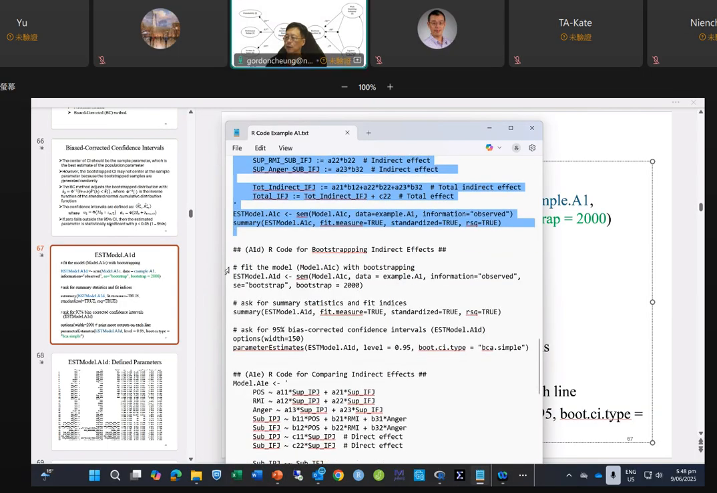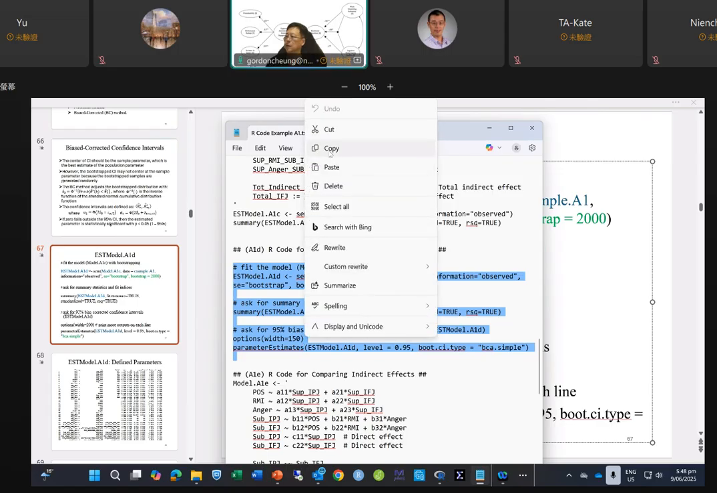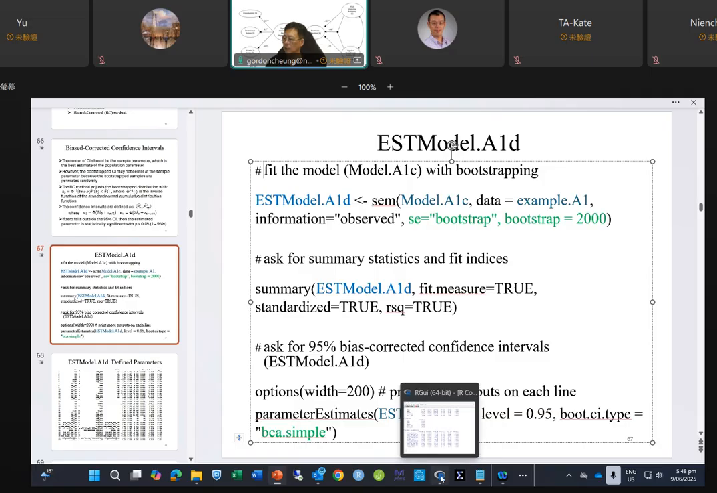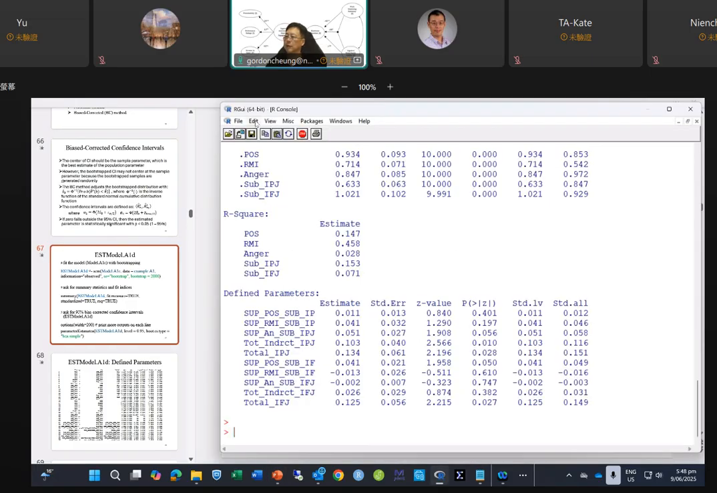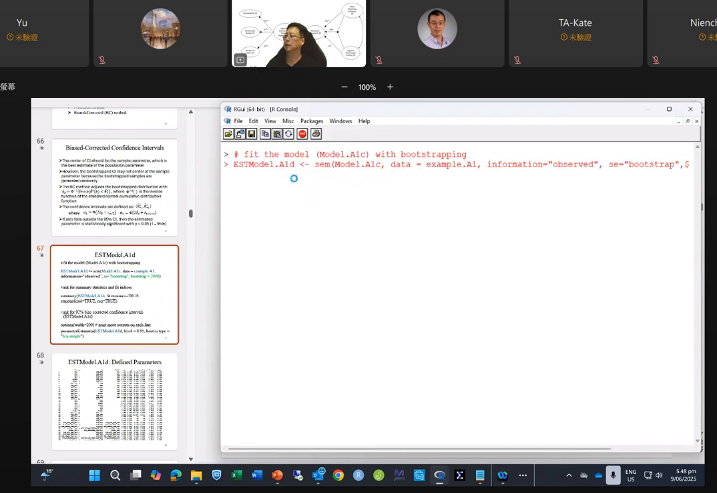I have a model A1D here. Copy and paste this. You can see how fast it can run 2000 bootstrap samples. Here, in the console, paste. You can see a circle running. If you use RStudio, you can see a stop sign. 2000 times.